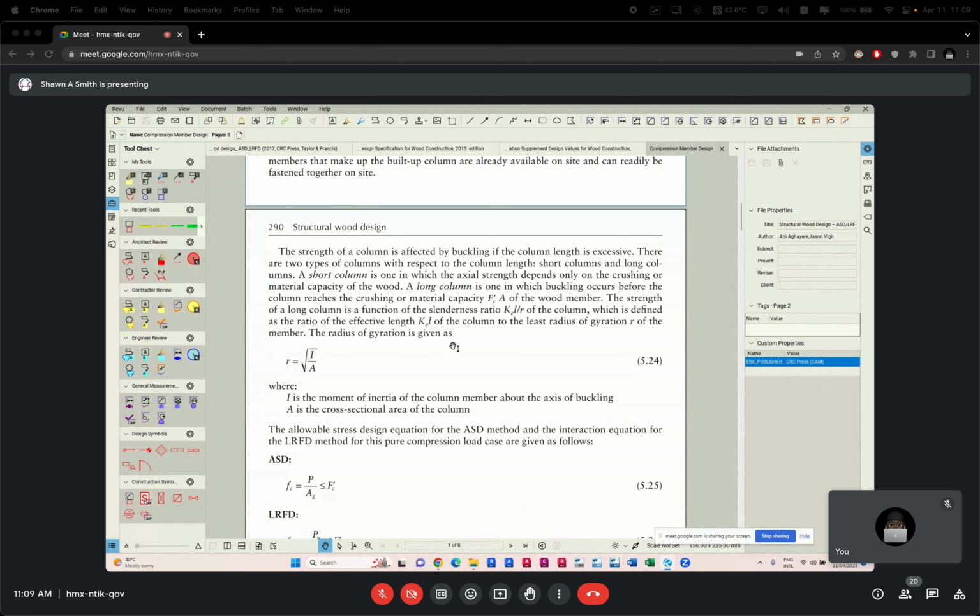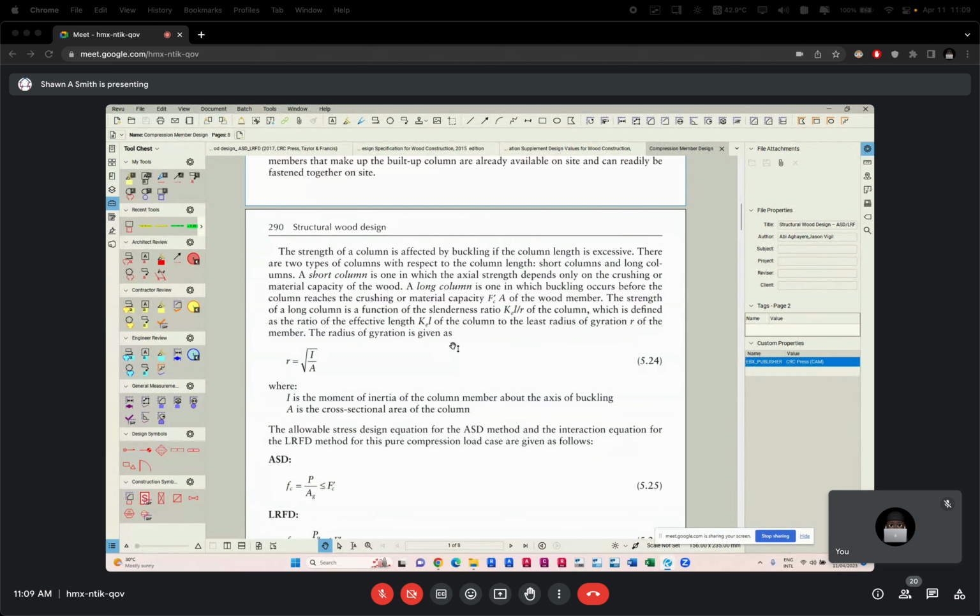There are two types of columns with respect to column length. We have short columns and long columns. A short column is one in which the axial strength depends only on the crushing of the material capacity of the wood. Similarly, it would have been the crushing of the concrete, and similarly, the yielding of the steel. Right? So with timber, short columns will fail if the compression strength of the wood material fails.